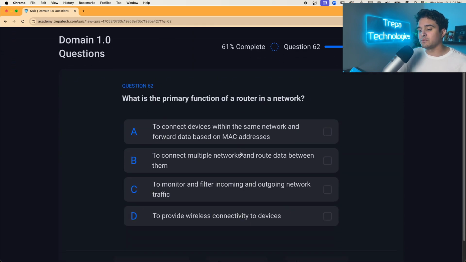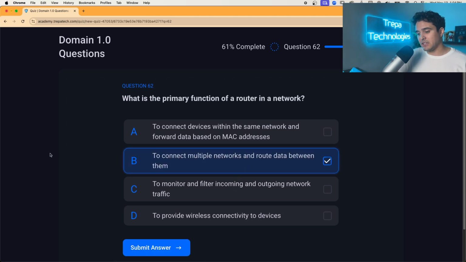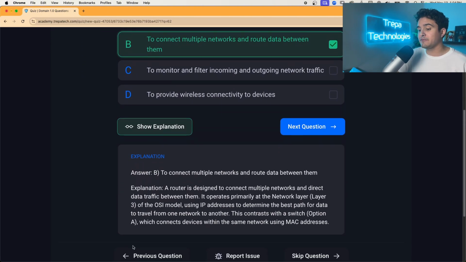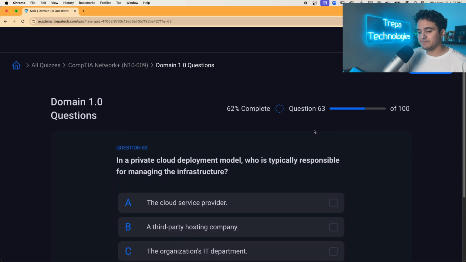Question 62. What is the primary function of a router in a network? So a router, right, that's going to learn about its neighbor's routes, it's going to share with its neighbor routers the routes it knows, and it's going to be forwarding IP-based packets to reach its end destination based off an IPv4 or an IPv6 address. So that is going to be B, to connect multiple networks and route data between them. That's the router's primary function. Go ahead and pause the video if you'd like to read the explanation.